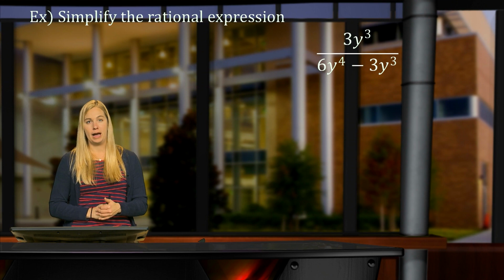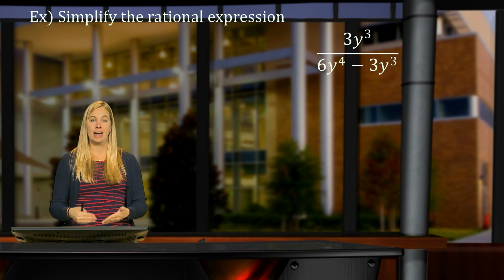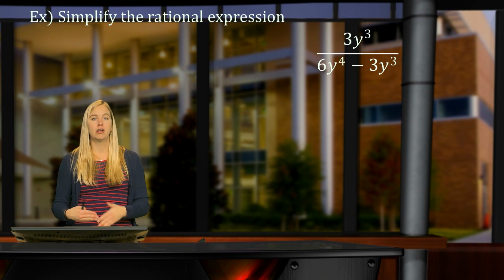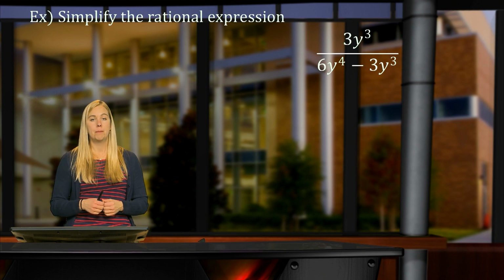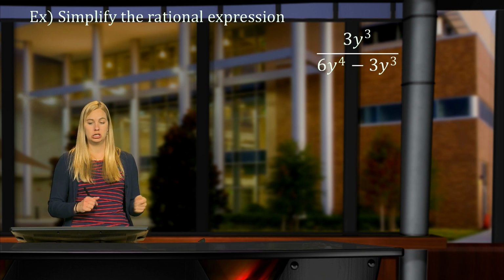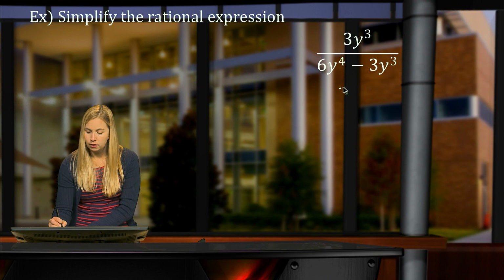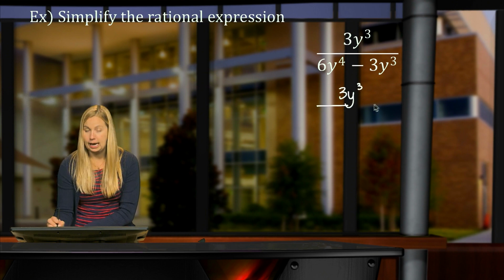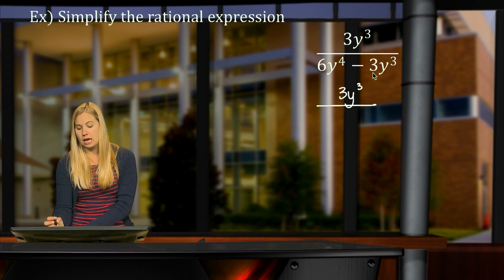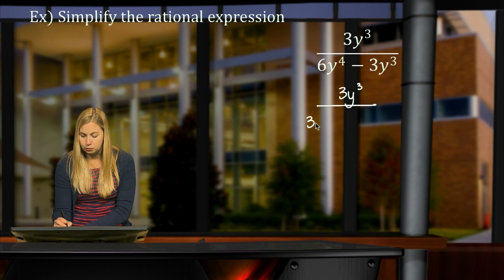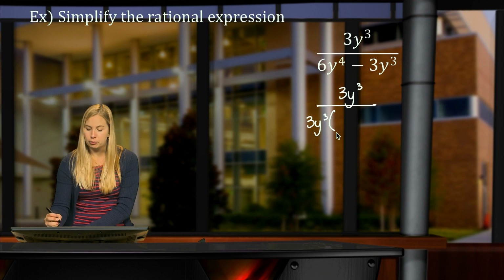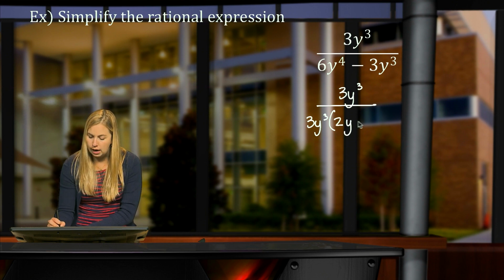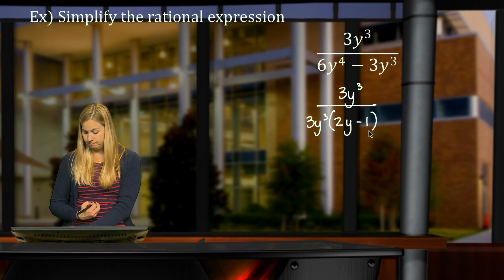3y cubed divided by 6y to the 4th minus 3y cubed. We're going to start by factoring the numerator and the denominator. Factoring the denominator is going to help us simplify, but also it's going to help us better identify what our restrictions are. So our numerator is going to stay the same, 3y cubed, but in the denominator, I have a GCF of 3y cubed. When I factor out 3y cubed from the denominator, I'm left with 2y minus 1.